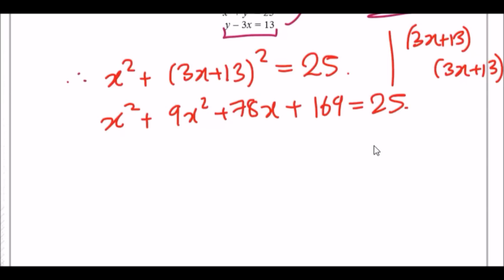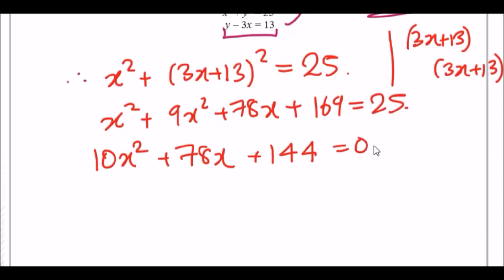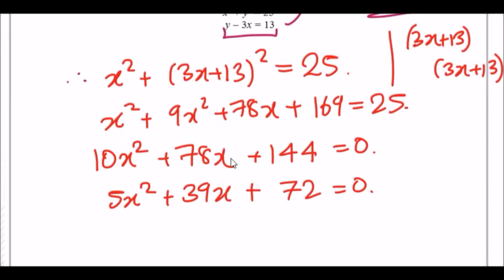Now let's solve this, yeah? So collecting like terms, x squared and 9x squared makes 10x squared. We've got 78x. 169 minus 25 is 144. All right, almost done. Can we simplify? Yes. You can divide this all by 2. So we're going to have 5x squared plus 39x plus 72. So always try and find ways to make your life easier.